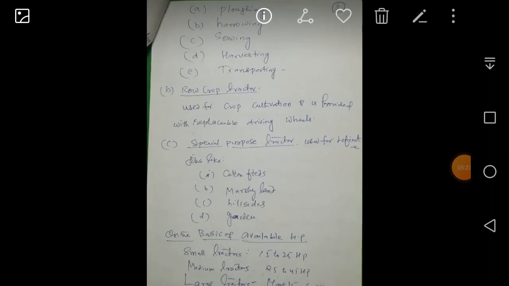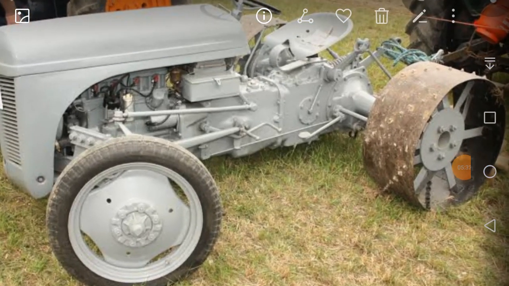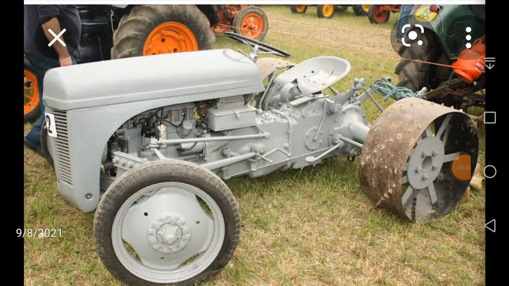Let us see the special purpose tractor once again. So this is your special purpose tractor. It has got some special elements like this. It may be used for cotton fields, marshy lands, hillsides, and gardening, etc.